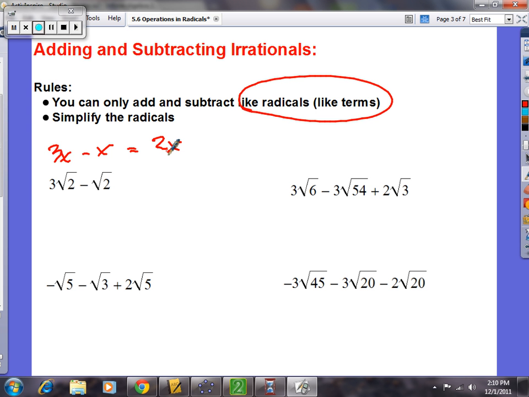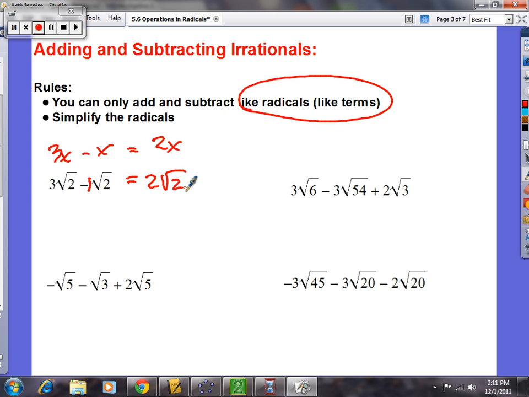Now look, in your pocket, you've got 3 square roots of 2. You're going to subtract 1 square root of 2. So how many square roots of 2 do you have? You're going to have 2 square roots of 2.